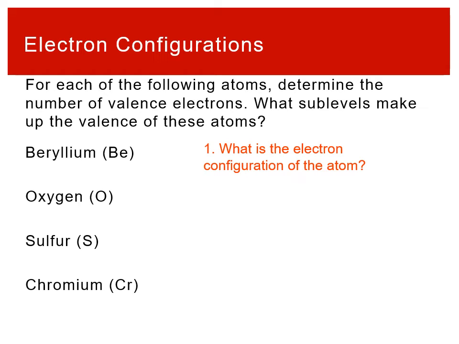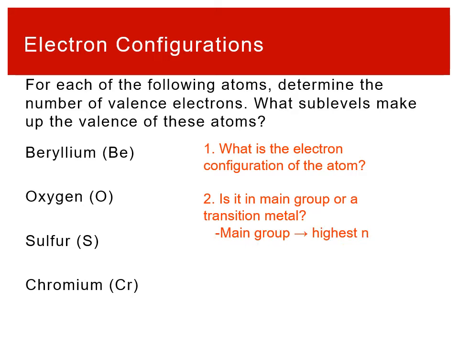Once I have that, I can analyze it to figure out what the valence electrons are. I'm really going to start off by asking: is it a main group element or a transition metal? Is it one of those metals in the middle? If it's a main group, we just take whatever the highest n is, the highest shell. If it's a transition metal, we need to include those unfilled d's and the highest n.